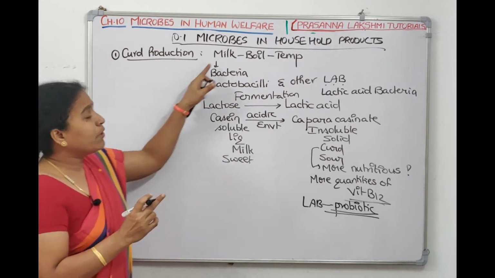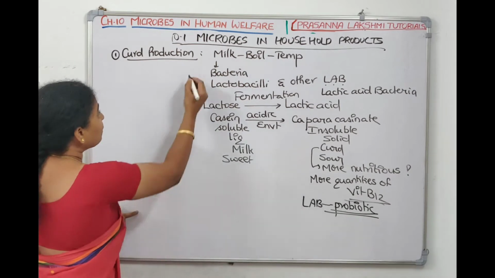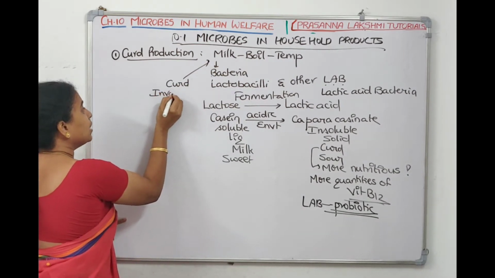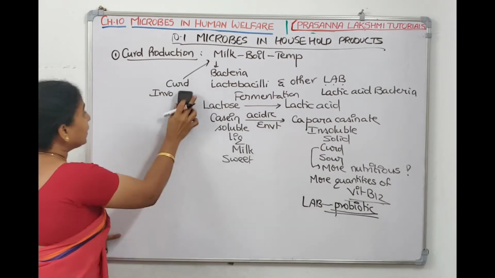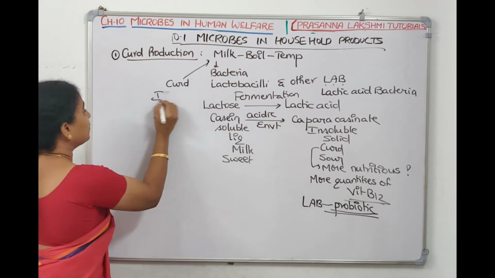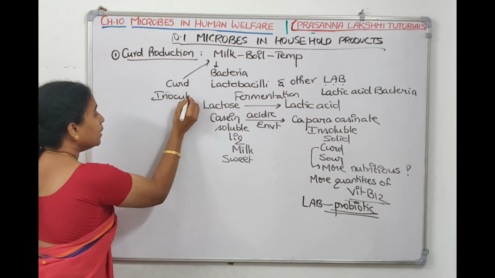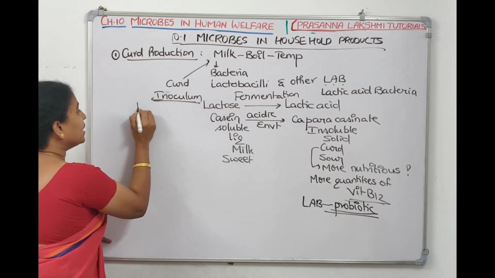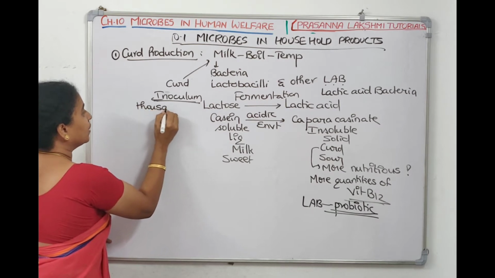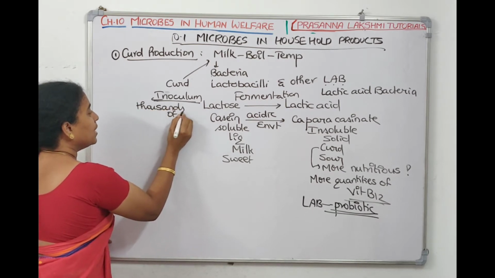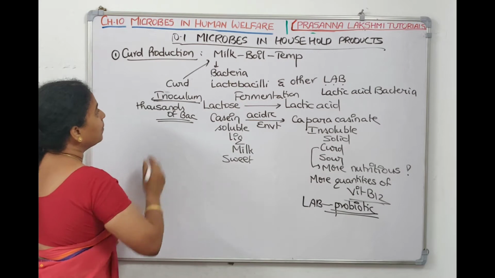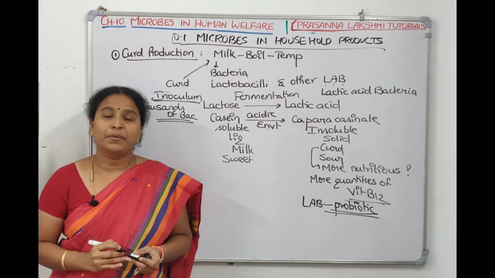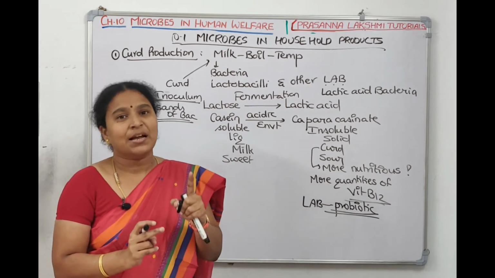Now what do we do? We boil the milk and we add a little curd sample which acts as an inoculum. This inoculum, the curd sample, contains thousands of bacteria. Now they start the process very fast, right? So this process is called fermentation. This is the first product under household.